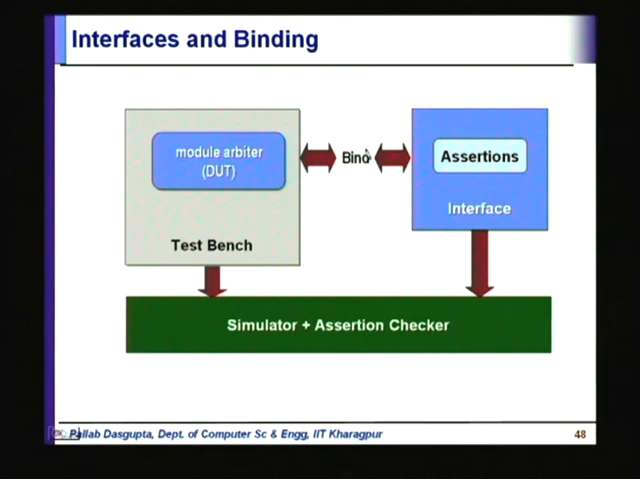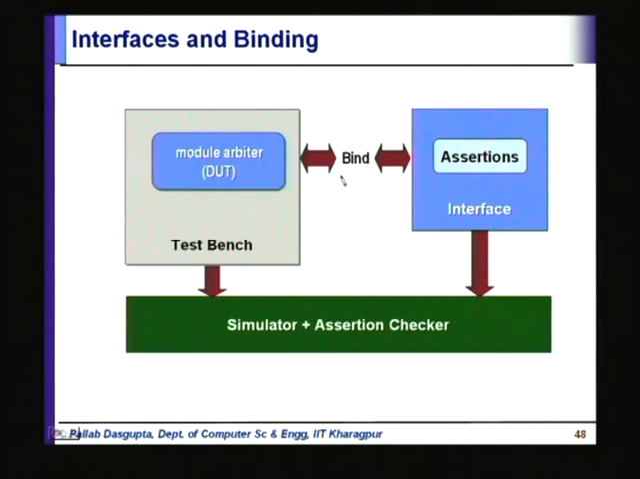What bind does is it binds which variable of the DUT is being bound to which variable of the assertion. That mapping between the net names in the DUT and the variable names used in the assertions is done through the bind. And once that bind is done, then the simulator can check those assertions by monitoring those signals which are being bound with the assertions. That is the link between the assertions and the DUT.